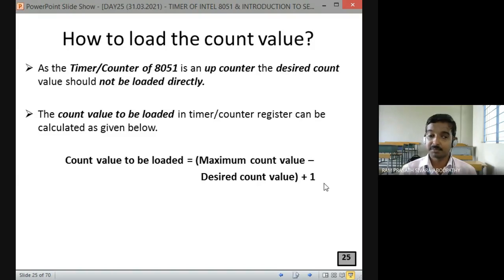What about the maximum count value? Mode 2 என்று சொன்னோம்னா FF. Very good. Fine. So இப்போ நான் என்ன பண்ணணும், FFH minus 08H plus 1. So this is the desired count. Sorry, this is the count value to be loaded. நான் 8 count desired count choose பண்ணா, count என்ன load பண்ணணும் அப்படினு பாத்தீங்கன்னா FF minus 8 plus 1.